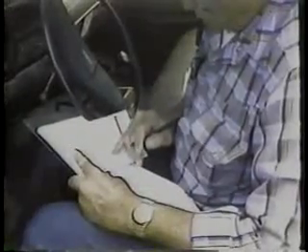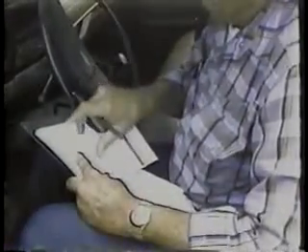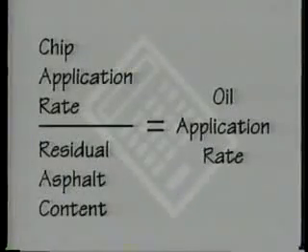To determine the application rate for the oil, you first need to know the percentage of residual asphalt content of the liquid asphalt being used. The standard for an emulsion is 63%. Dividing the chip application rate by this percentage gives you the oil application rate in liters per square meter.